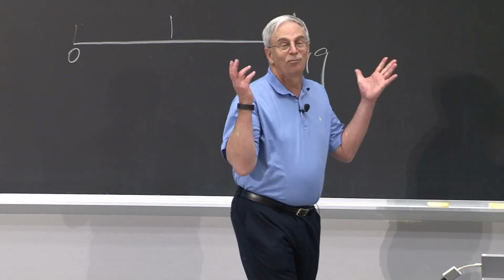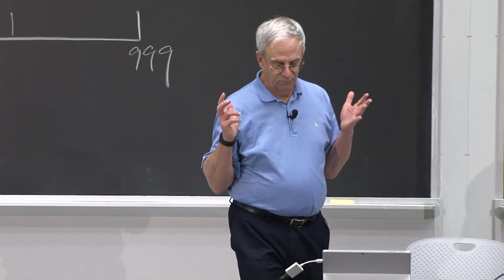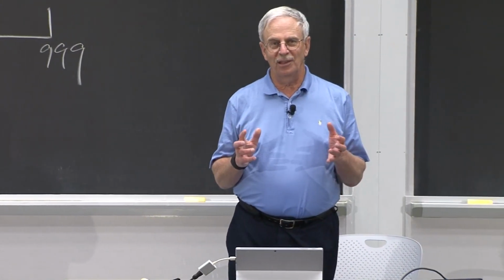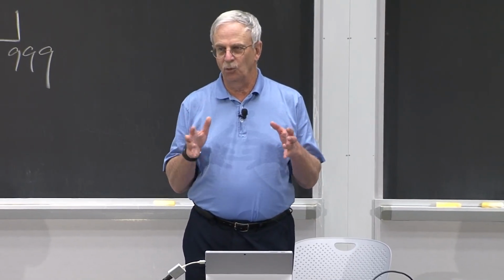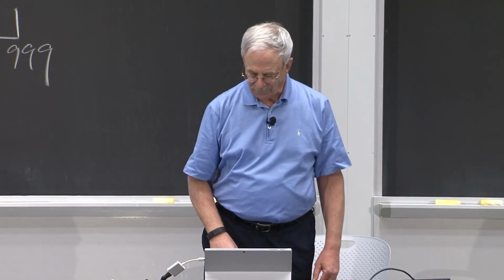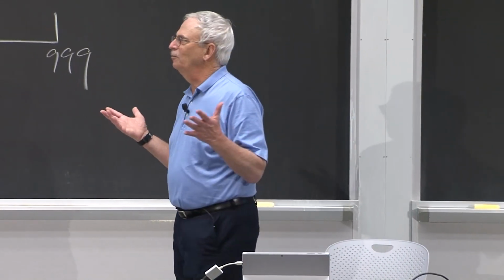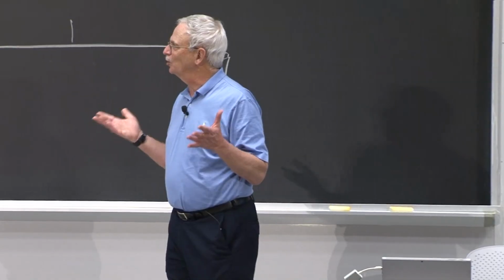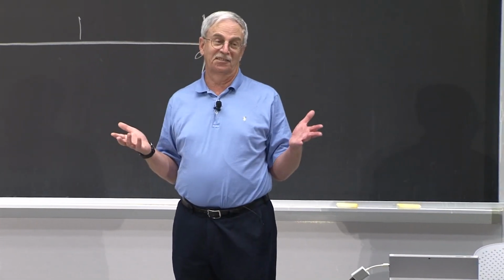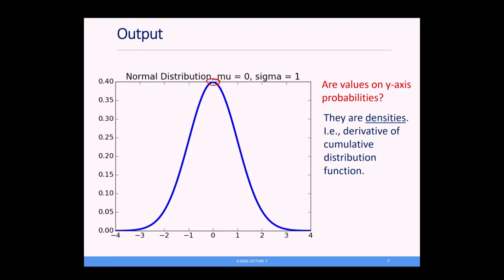So we know we don't have probabilities in the range 40. So if these aren't probabilities, what are they? What are the y values? Well, not too surprising, since I claimed this was a probability density function. They're densities. Well, what's a density? If this makes sense, I'll say it, and then I'll try and explain it. It's a derivative of the cumulative distribution function.